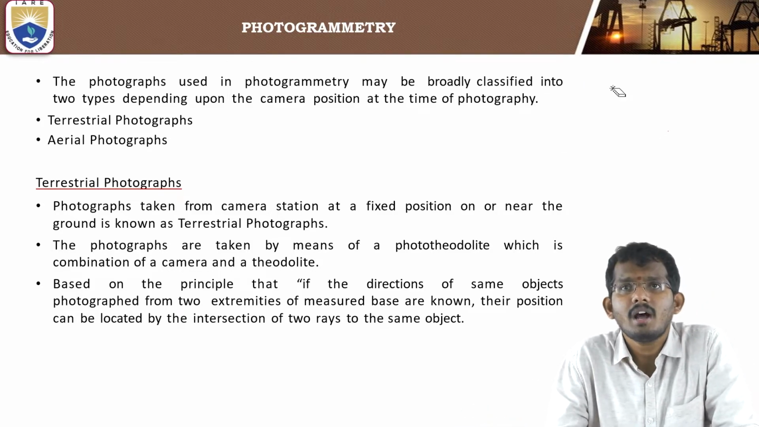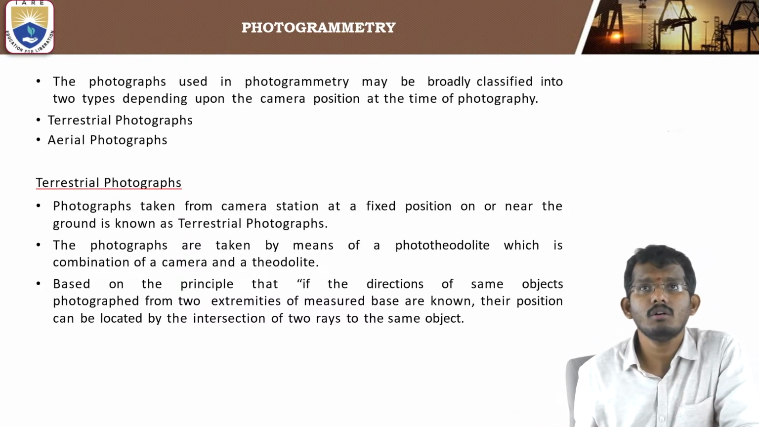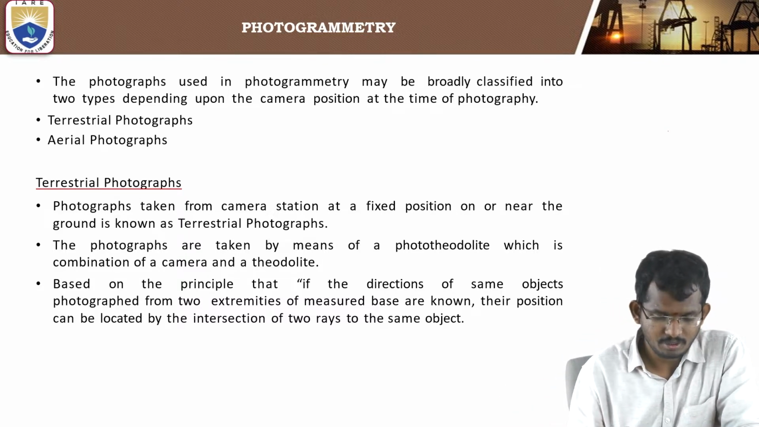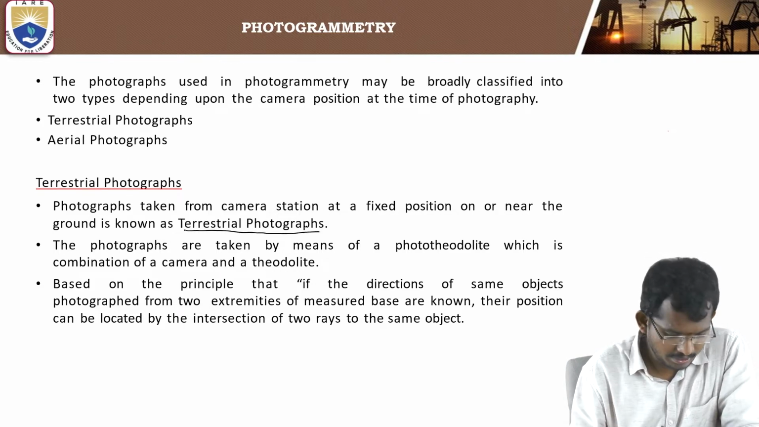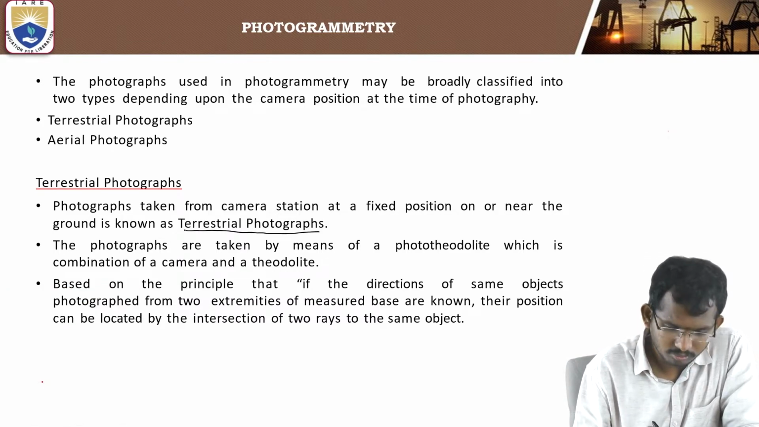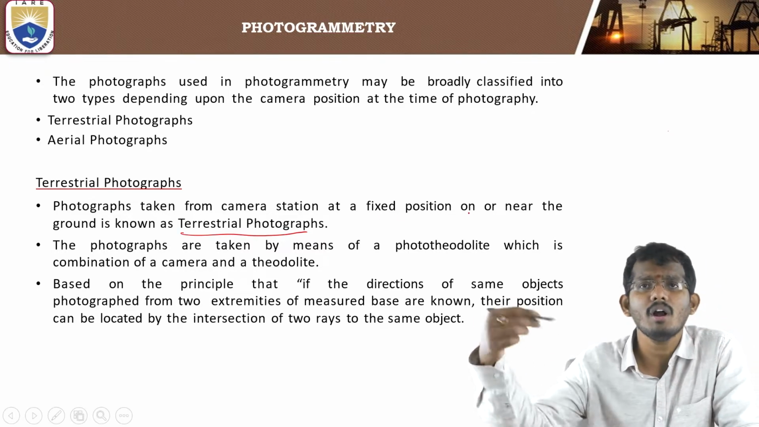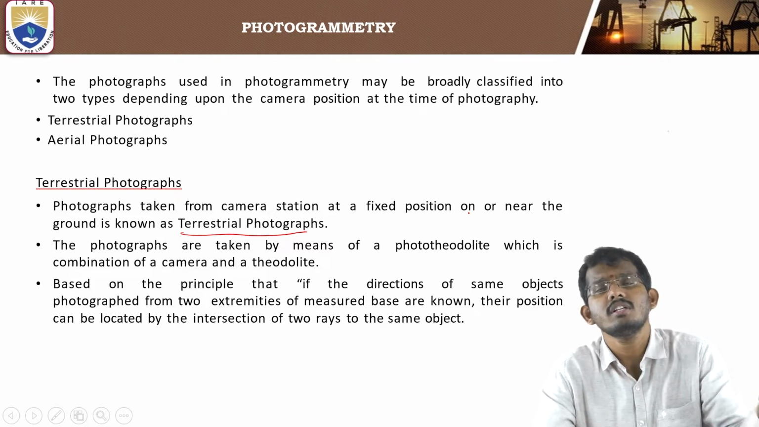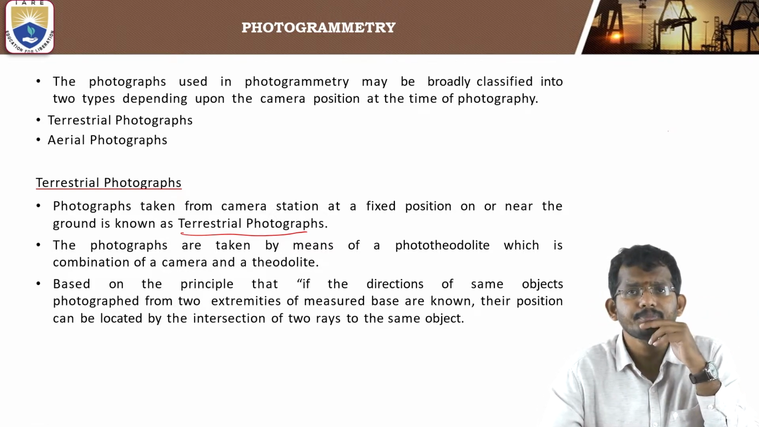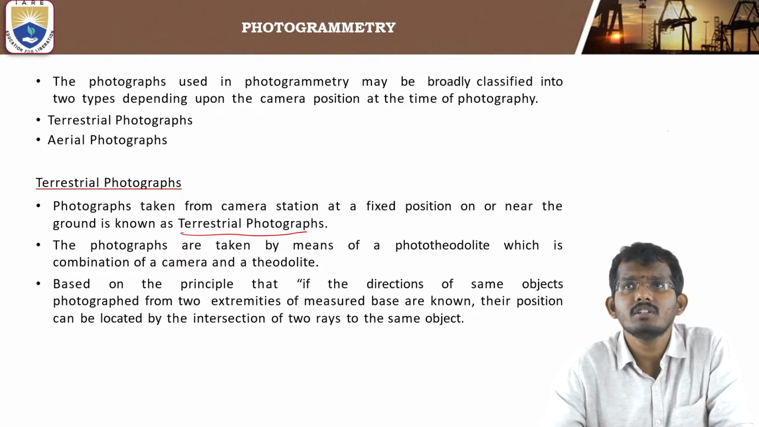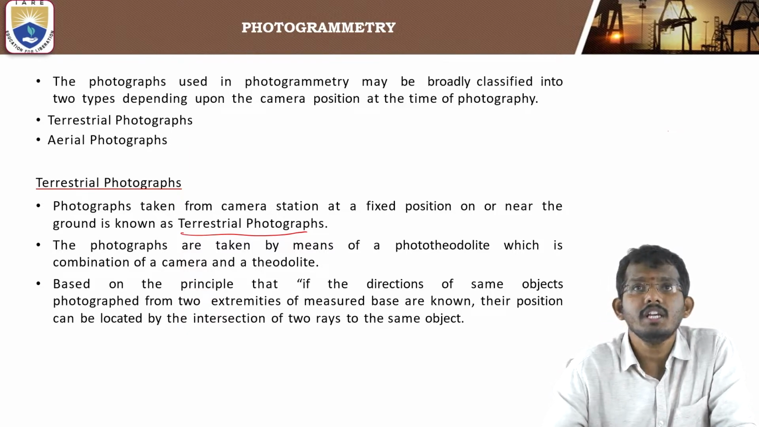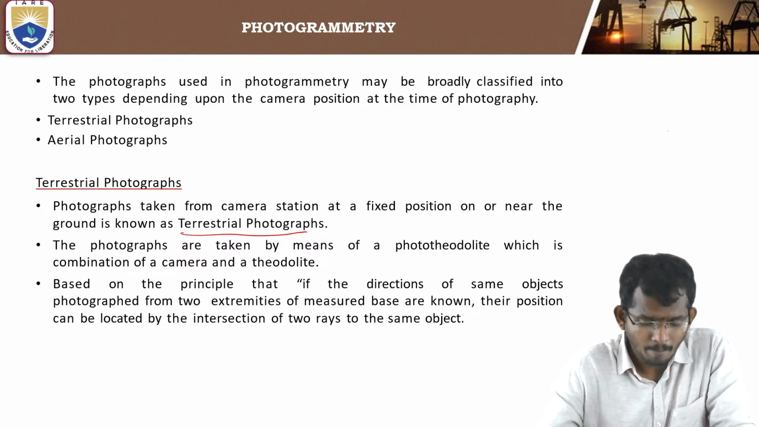Photographs taken from camera stations at fixed positions on or near the ground surface is known as terrestrial photogrammetry. The photographs are taken by means of a phototheodolite, which is a combination of a camera and a theodolite.